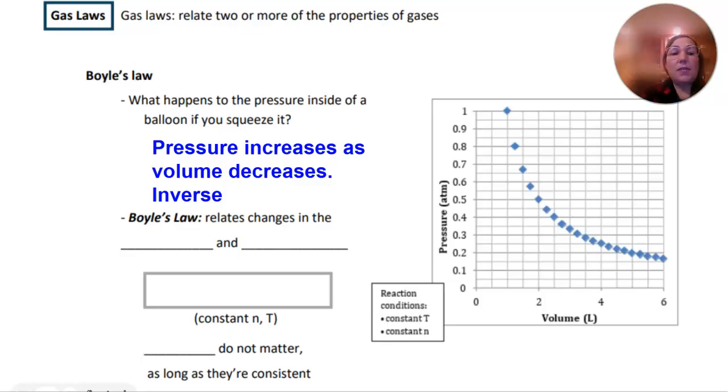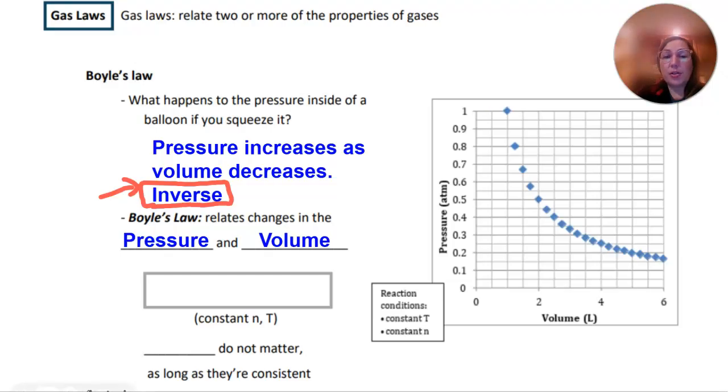That is what we call an inverse relationship. So inverse variables mean that as one variable goes up, the other variable goes down. And so we have a graph over here of pressure versus volume, and we see that the pressure skyrockets as the volume gets smaller and smaller; the pressure of the gas goes up. So Boyle's law relates changes in the pressure and volume, and it does so by the following equation. P1 times V1, so this is multiplying one pressure times one volume, is going to equal P2 times V2. The second or new pressure times the new volume.